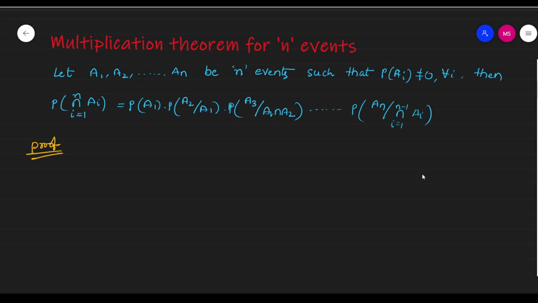Let A1, A2, and so on up to An be n events such that P of Ai is not equal to 0 for all i running from 1 to n. Then P of the intersection of Ai, i running from 1 to n, is equal to P of A1 into P of A2 given A1 into P of A3 given A1 intersection A2, and so on, into P of An given the intersection of Ai, i running from 1 to n minus 1.